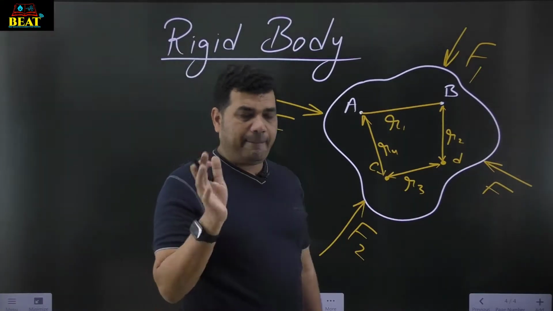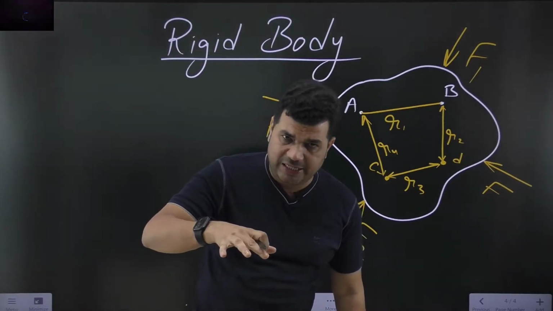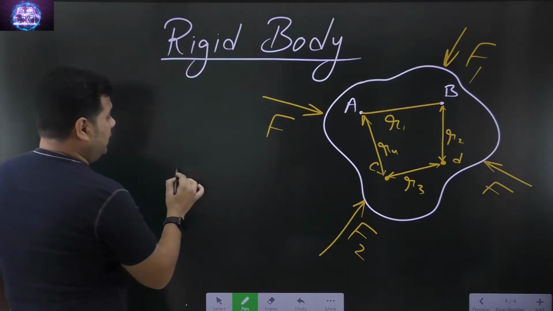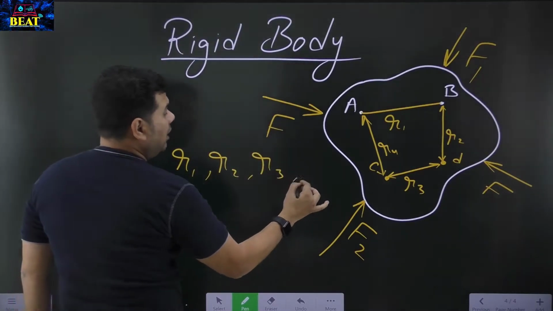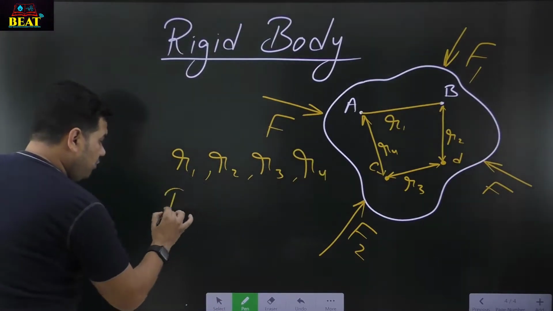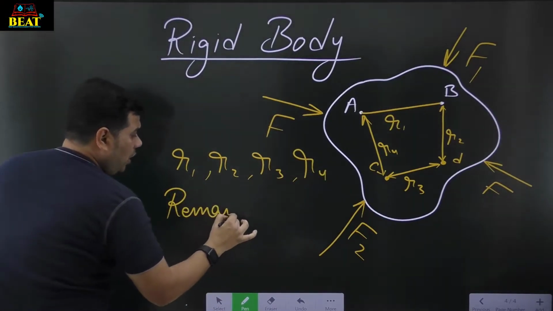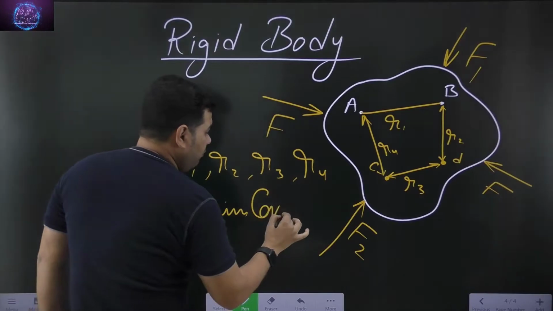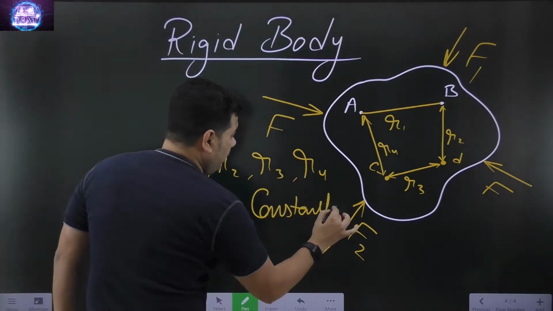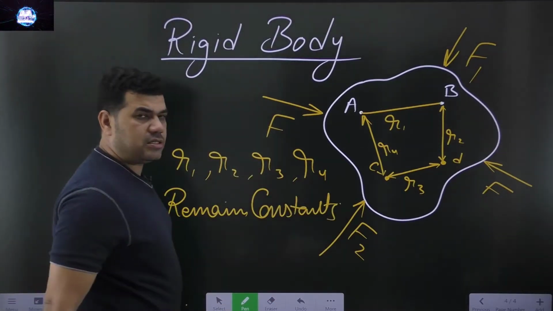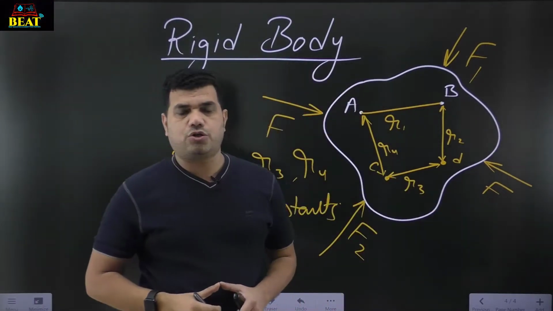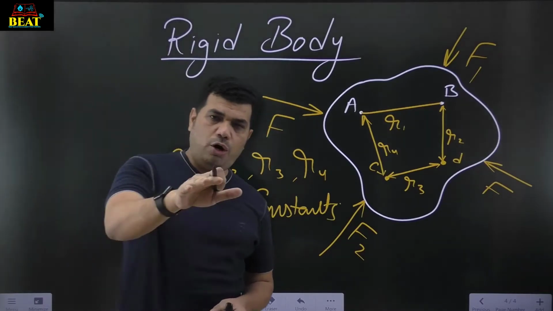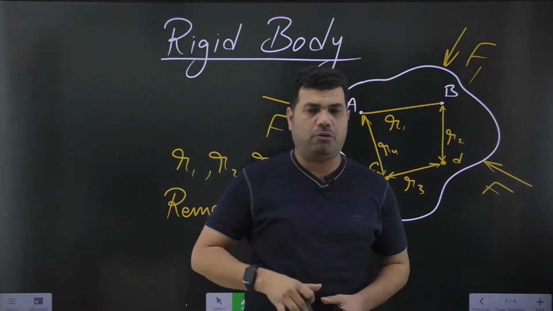If on applying the forces, these R1, R2, R3, R4, if they remain constant, my dear students, if they remain constant, right? अगर ये constants रहते हैं, change नहीं होते हैं, then this body is said to be a rigid body. I hope you all understood, right?